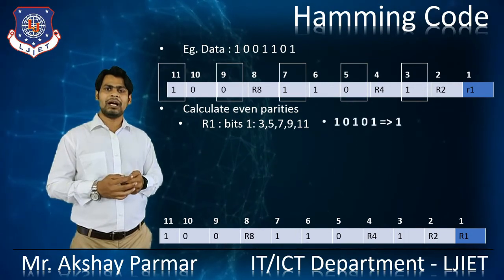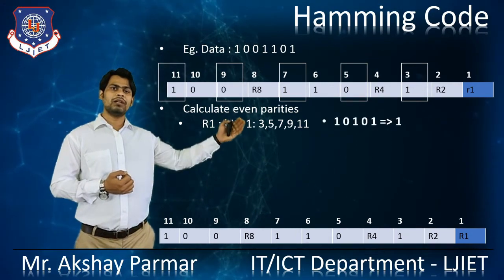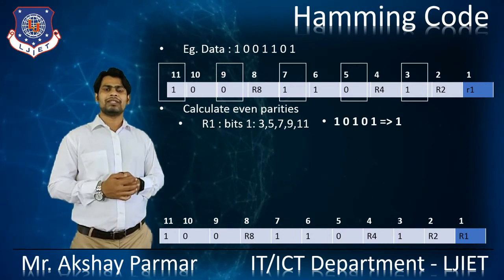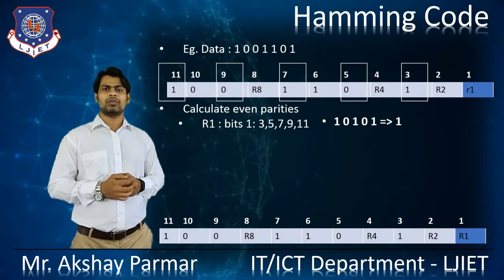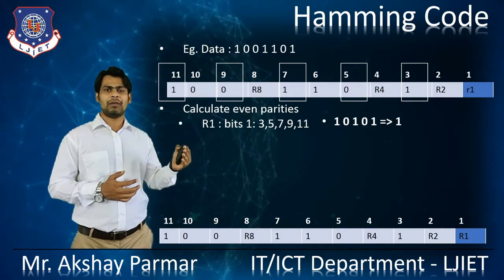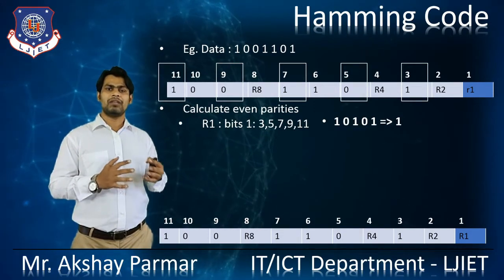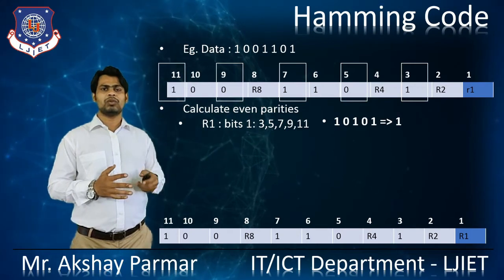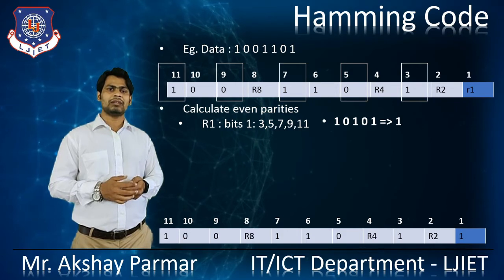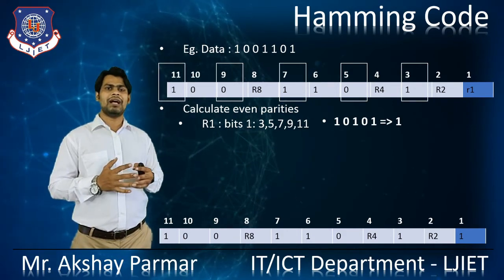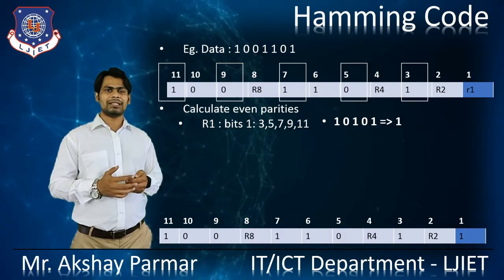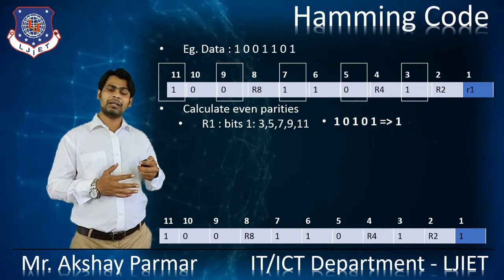Those data bits are 1, 0, 1, 0 and 1. So there are three 1s in that, which is an odd number of ones. To make an even parity, we select the redundant bit R1 as 1, so we have an even number of ones in that sequence. So we select R1 as 1 there, right? That's how we select the redundant bit R1.